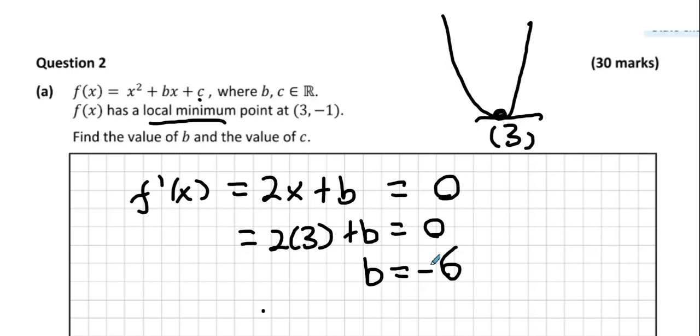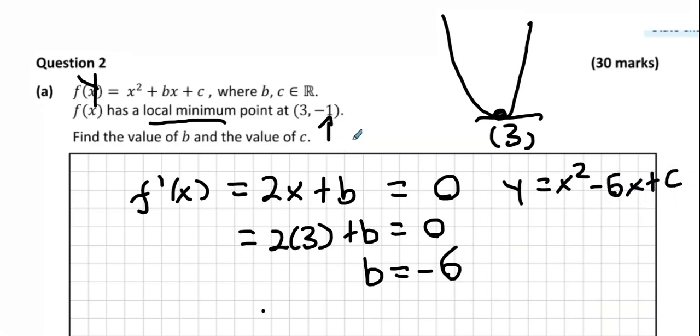C differentiates into 0. Any regular number differentiates into 0. It's not cx. So if c was 5, it'd turn into 0. C is just a regular number. Okay. Next thing. Ready? Put it back in. F of x is a fancy way of saying y. Y equals x squared minus 6x plus c.